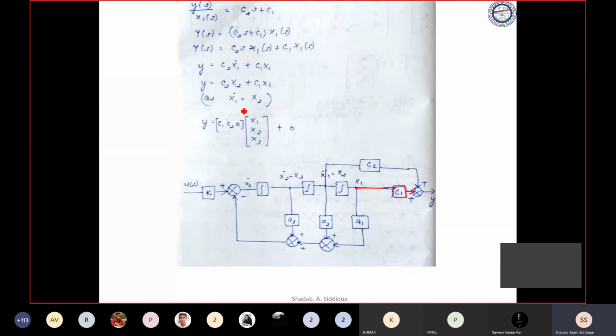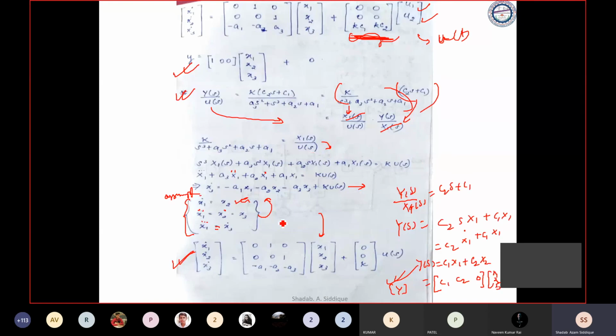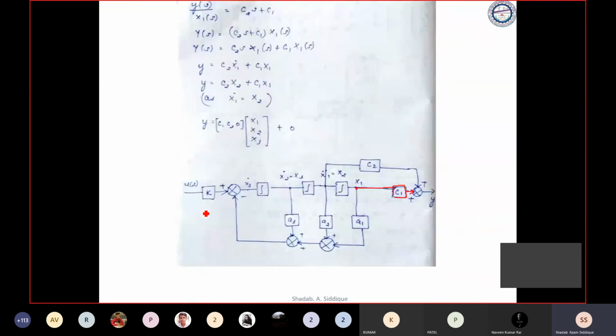Next we have c2 x2, but x2 till now we don't have. So what should x2 be? x2 should be x1 dot. And how can we find x1 dot? Go to the integration, take the previous node of this integration. So this will give you x1 dot, only one dot. x1 dot is equal to x2. So now we will take c2 here, and x2 c2 will come here. So we got this equation, c1 x1 plus c2 x2.